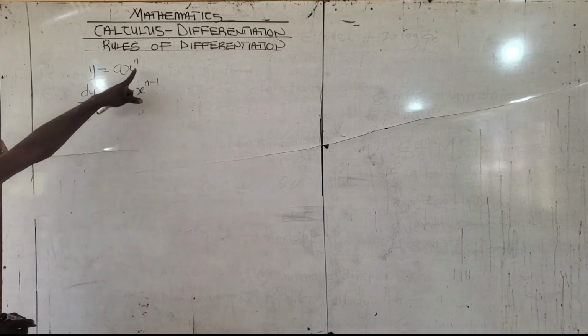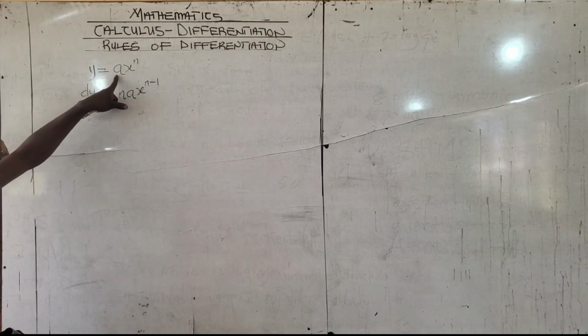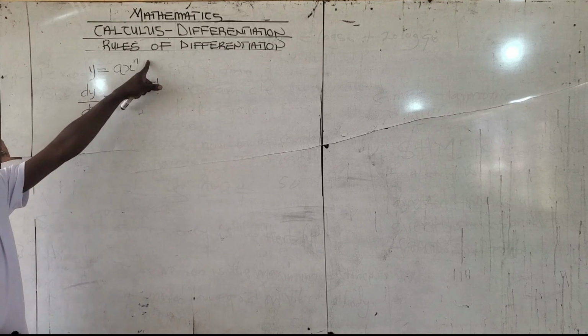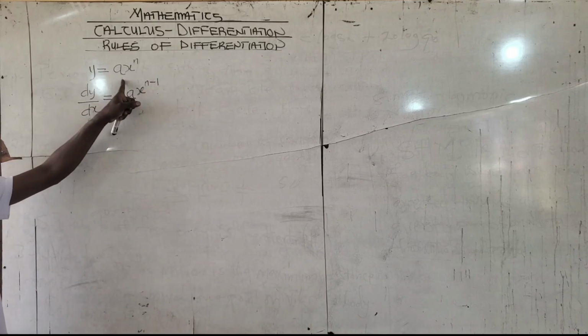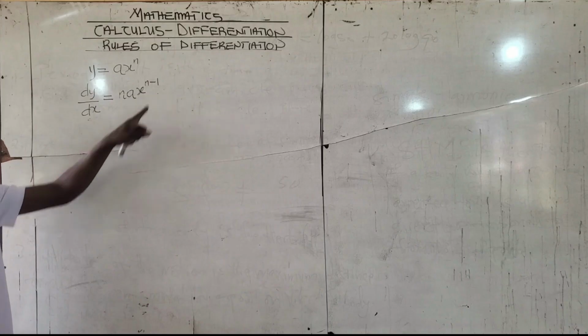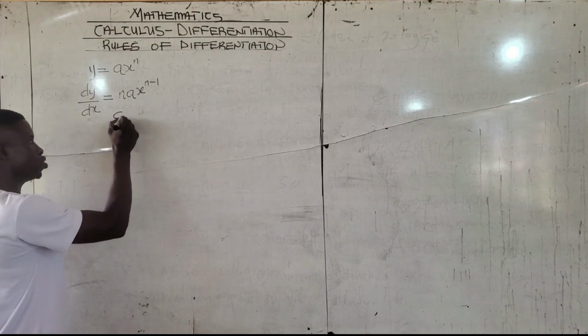Have you seen it? The n multiplies the a, then you subtract 1 from the exponent, which means that anytime you are differentiating, the exponent is reduced by 1. Let's look at examples.